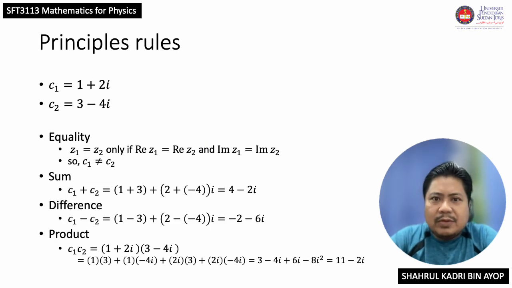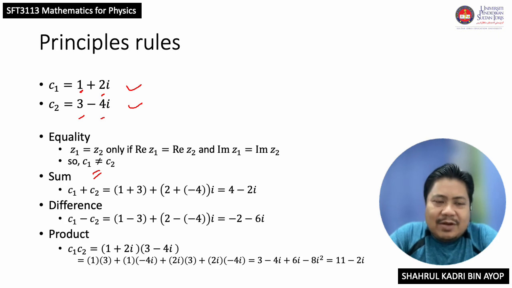Now we will go to the operations of complex numbers. Suppose that you are given two complex numbers, C1 equal to 1 plus 2i and C2 equal to 3 minus 4i. C1 and C2 are equal only if the real parts are equal and the imaginary parts are also equal. In this case, they are not equal, so C1 is not equal to C2.